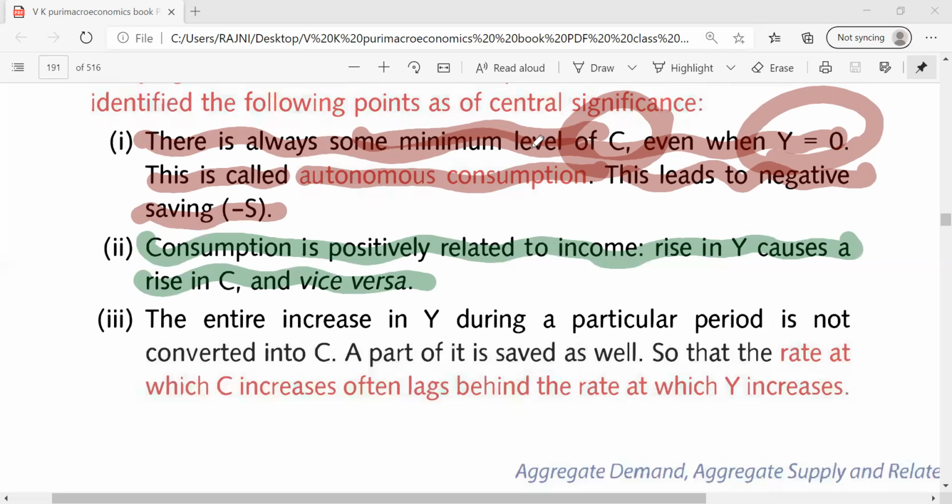After that, the third conclusion is that income increases over a particular period of time, but after a point of time not all of the income will be converted into consumption. इट मीन्स कि पर्सन की अगर इनकम बढ़ती जा रही है तो एक टाइम ऐसा आएगा कि वो अपने इनकम का कुछ पार्ट सेव करना शुरू कर देगा.